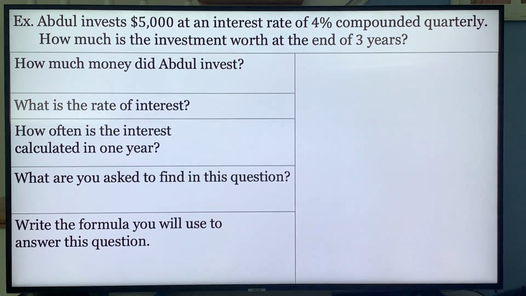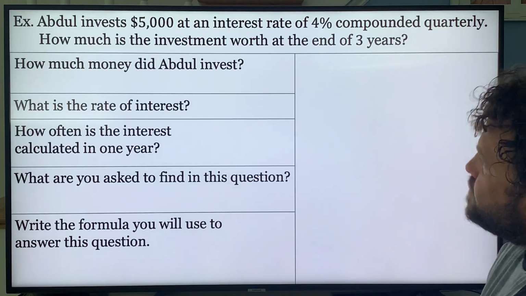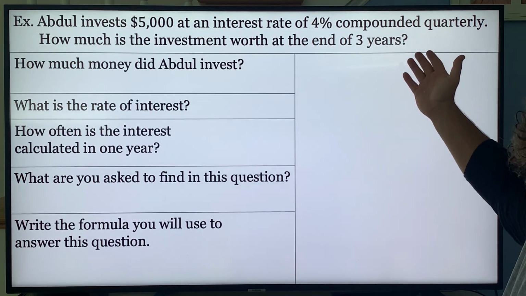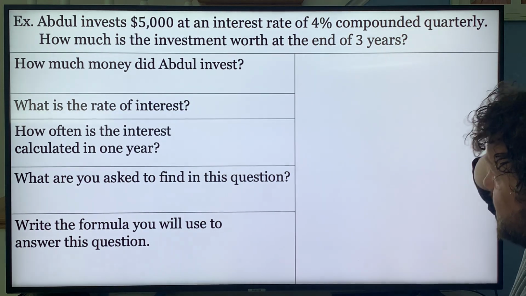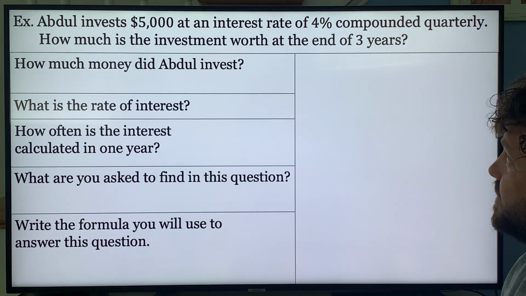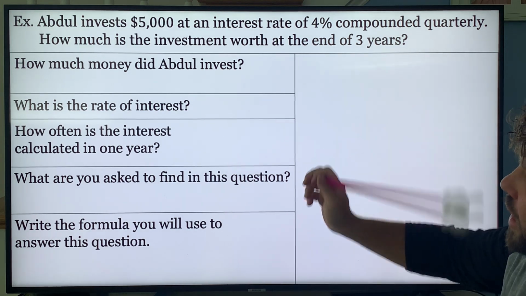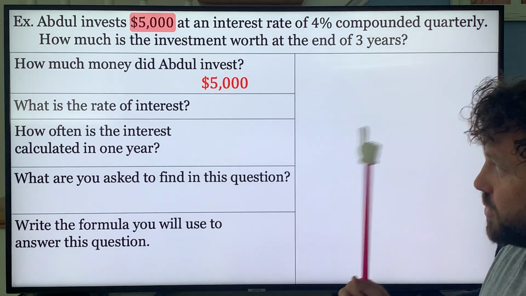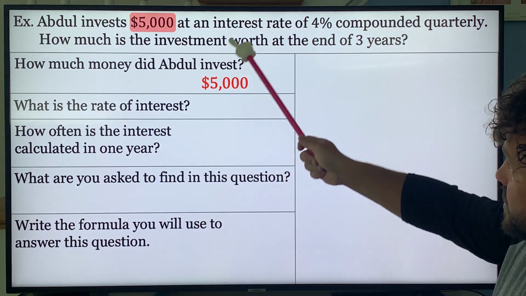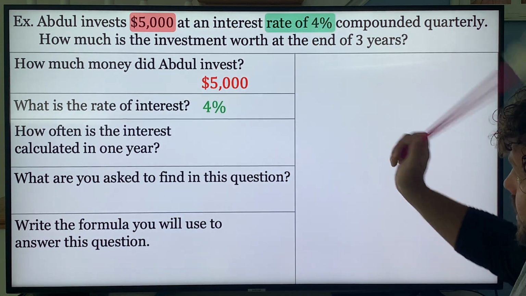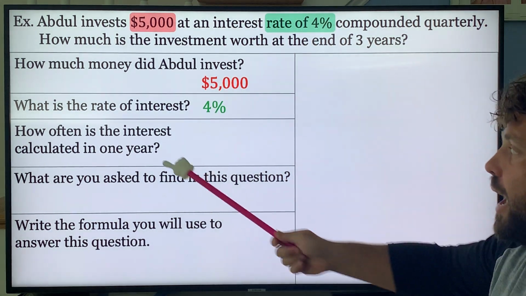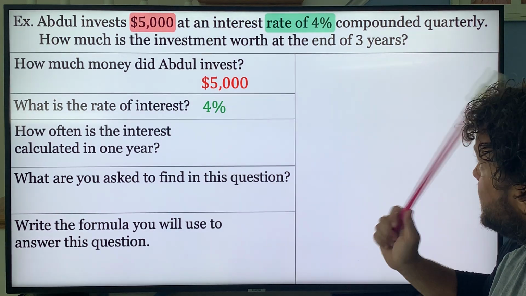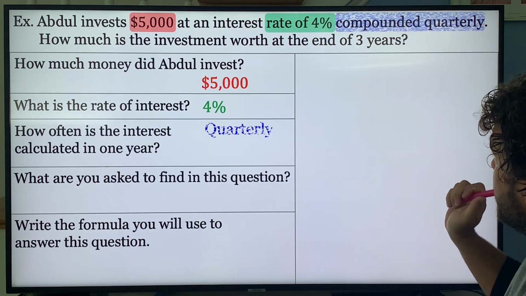All right, the example said, Abdul will invest $5,000 at an interest rate of 4% compounded quarterly. How much is the investment worth at the end of 3 years? So first one, how much money did he want to invest? He wanted to invest $5,000. That's a simple question. What is the rate of interest? Well, the interest rate is 4%. How often is the interest calculated in a year? It doesn't specifically say that, but it says compounded quarterly.